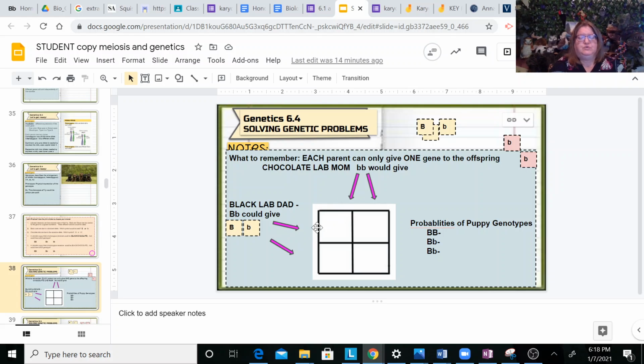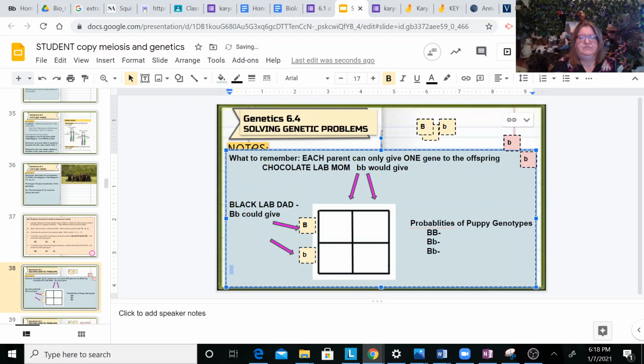So each row or each column is going to represent one allele that the parent could give. The black lab dad could give the dominant allele, or he could give the recessive allele. Those are the two possibilities for his contribution to the offspring. He can either give a dominant black or the recessive chocolate allele. Now, the mom, let's pull hers down. The mom could give the recessive allele, or she could give another recessive allele.